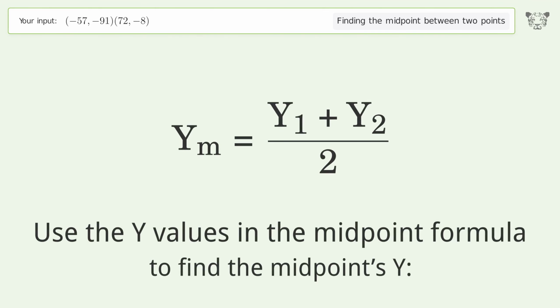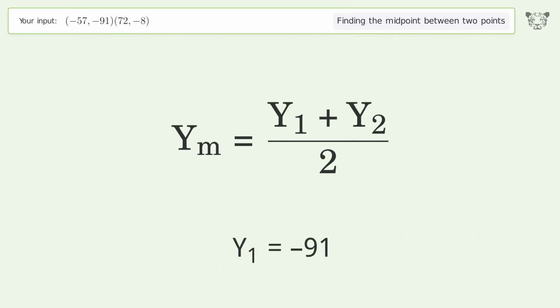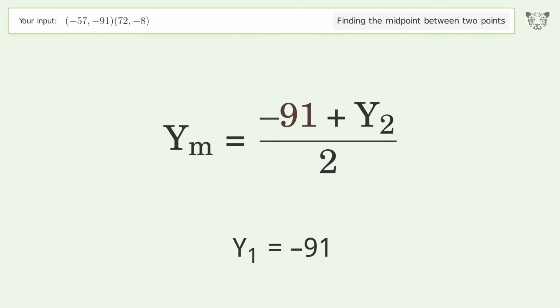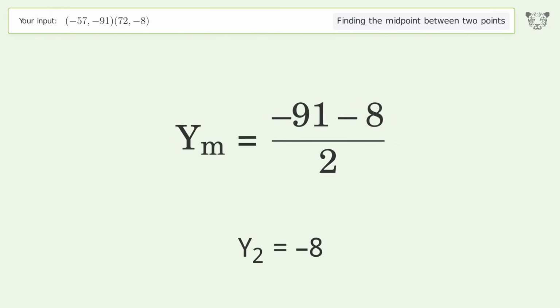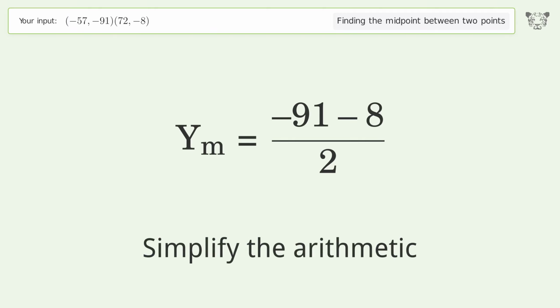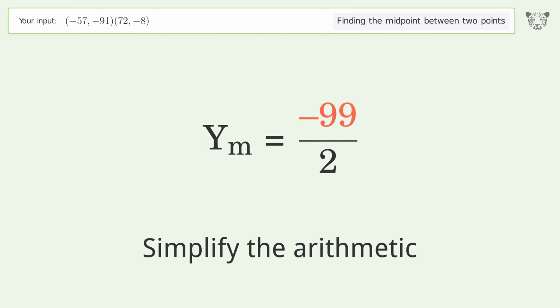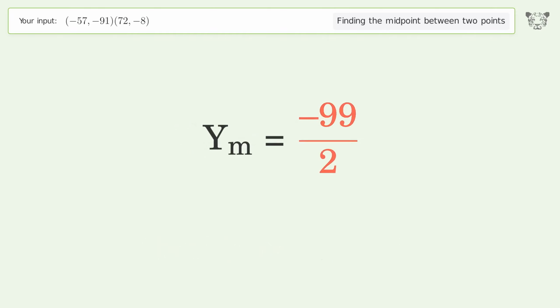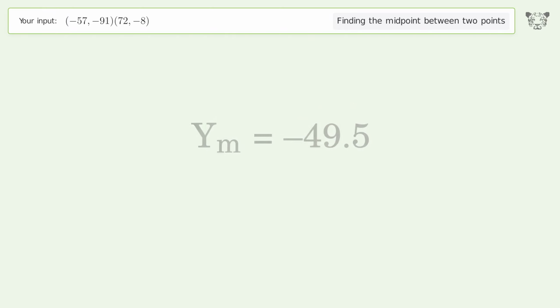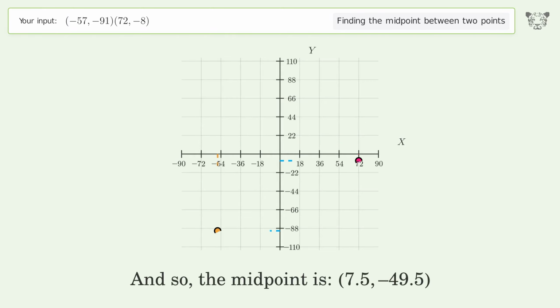Use the y values in the midpoint formula to find the midpoint's y. y1 equals negative 91. y2 equals negative 8. Simplify the arithmetic. And so, the midpoint is 7.5, negative 49.5.